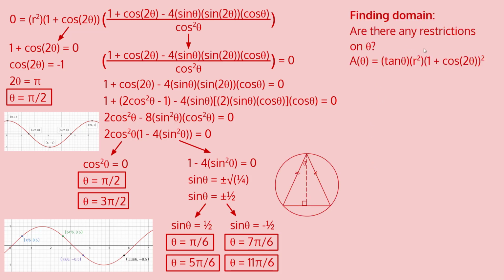So find the domain. Are there any restrictions on theta? I've written out the area equation from the previous slide, and I've put the same picture that they provided us from the textbook, so we can use that to figure out if there's restrictions. Well, looking at the equation, tan theta is the same thing as sine theta over cos theta. So that means this equation is undefined when cos theta equals 0. So cos theta must not equal 0 for any of these values that we've got.